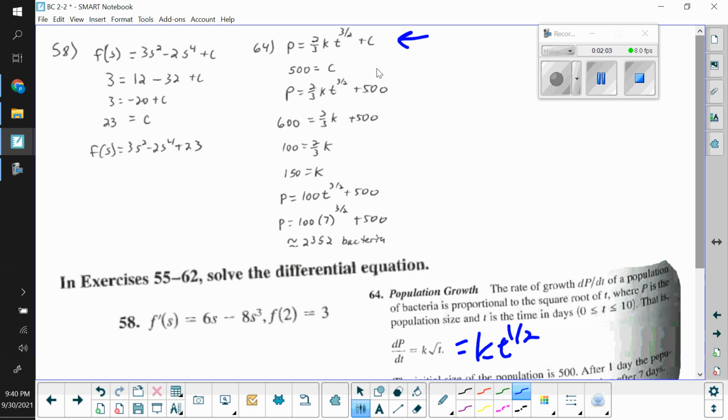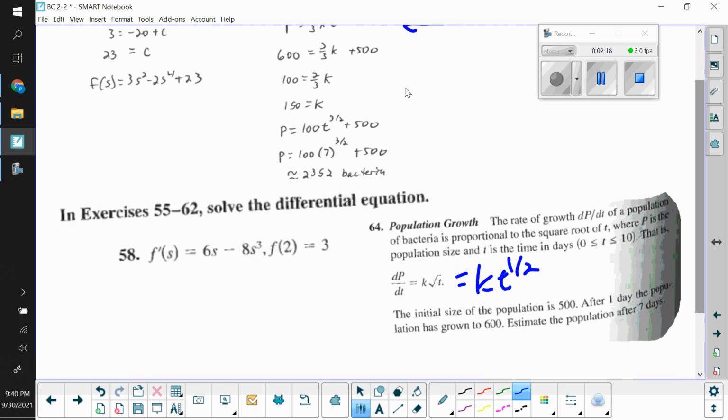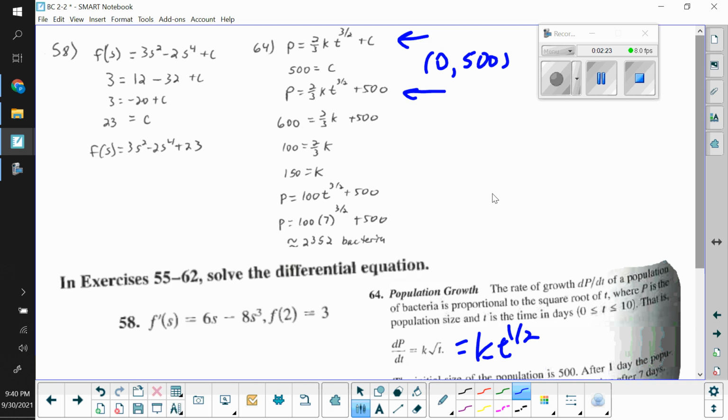Start with the fact that the initial size of the population was 500, so you're using 0, 500. When you sub that in, that wipes out the first term, so you just get p is 500. So now we have this, and we can use our fact that when we were at 1 day, the population was 600. So that's where we are now here. Solve for k, you get k is 150. So when you put that 150 in for k, really the coefficient's just 100. And now we can do what they're asking for. We wanted 7 days, so you fill in the 7, round to the nearest bacteria.